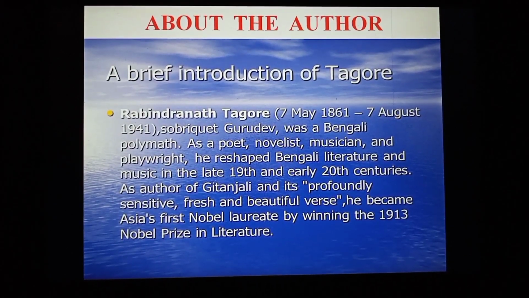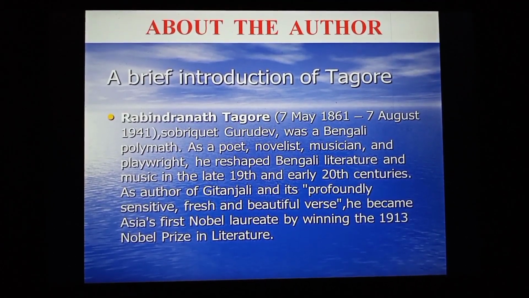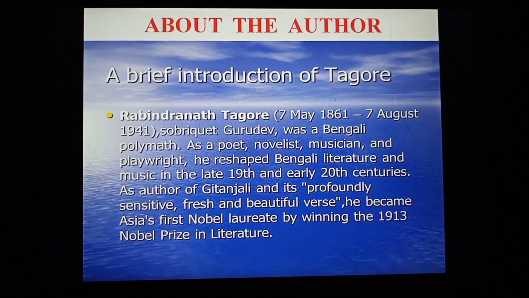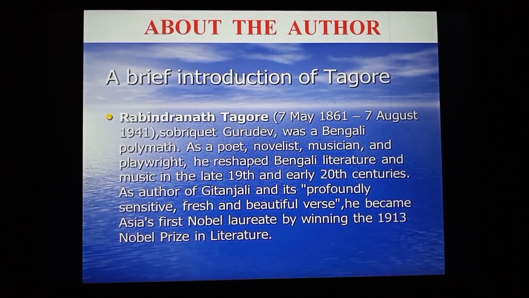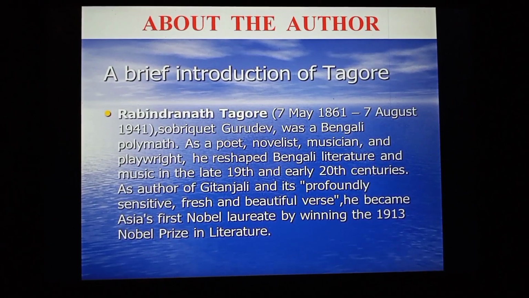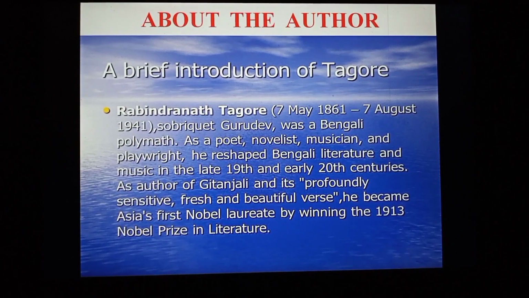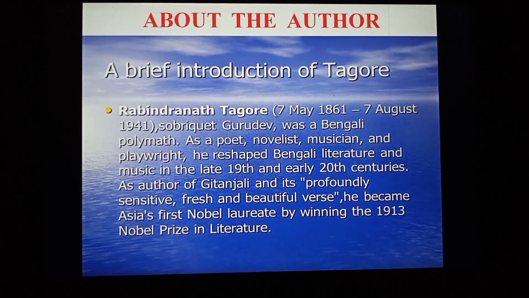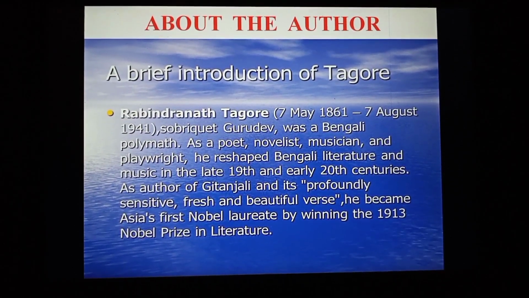About the author. It's a brief introduction of Tagore. Rabindranath Tagore was born on 7th of May 1861 and died 7th August 1941. Sobriquet Gurudev. Now children, here sobriquet means a nickname or an unofficial title given to somebody. So Gurudev was the sobriquet given to Rabindranath Tagore. He was a Bengali polymath.